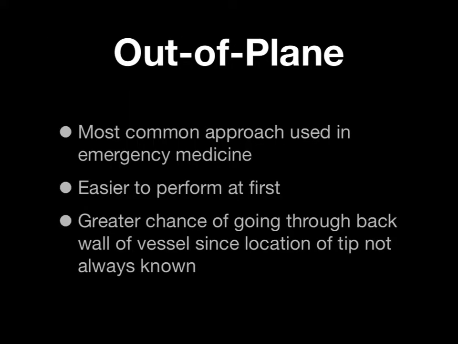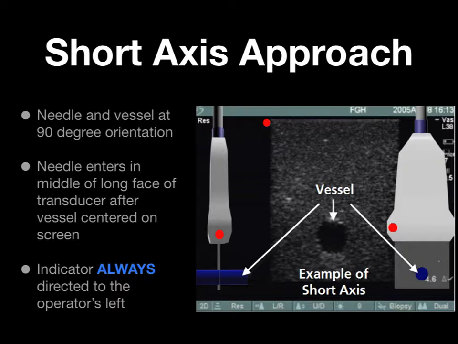Now, out-of-plane techniques are going to be the most common approach used in emergency medicine, and that's because it's easier to perform at first. However, there's a greater chance of going through the back wall of the vessel, since you can't always guarantee that you know the location of the tip of the needle. So here is an out-of-plane short axis approach. The needle and the vessel are going to be at a 90-degree orientation. What you're going to end up seeing is the short axis view of the vessel, because you're perpendicular to the long axis of the vessel.